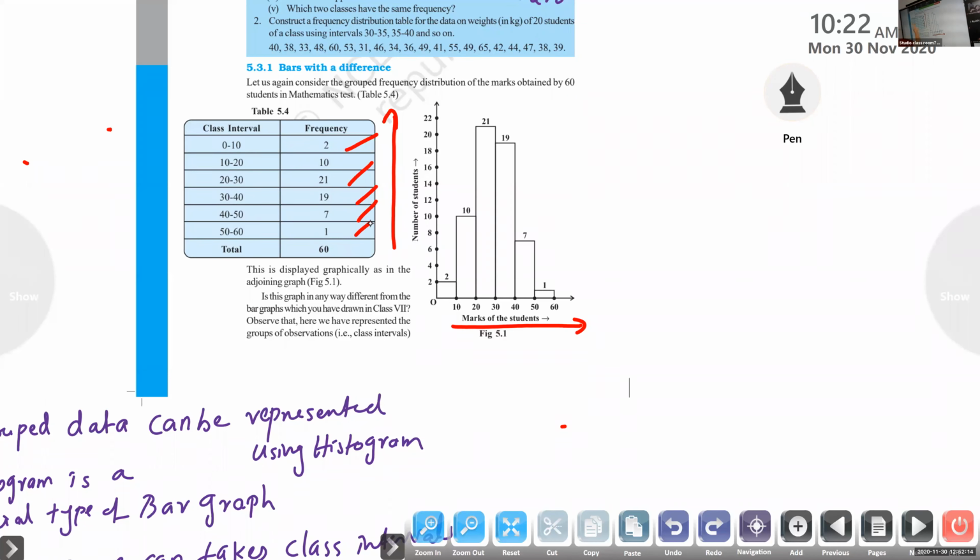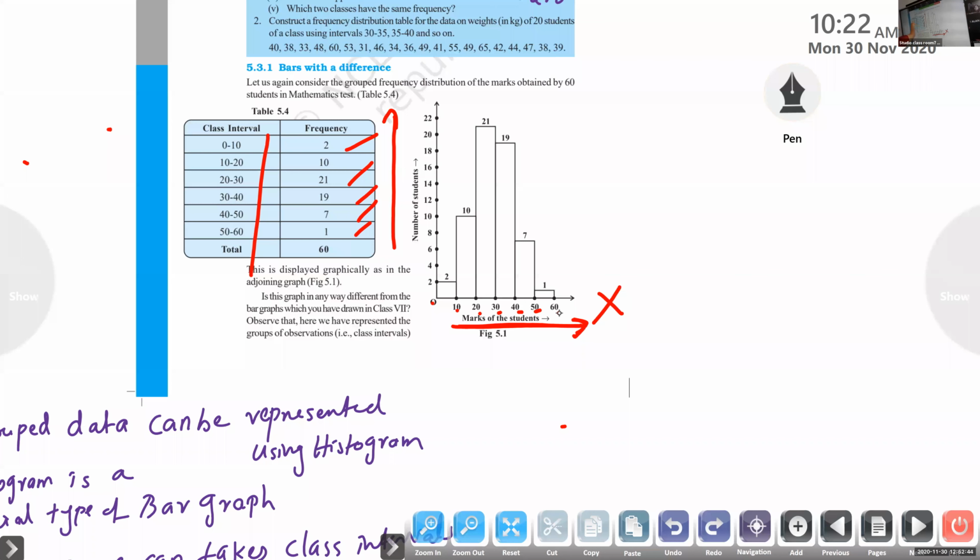On x-axis, we took class intervals 0, 10, 20, 30, 40, 50, 60. And on y-axis, frequencies, because least frequency is 1 and maximum frequency is 21. So you can take 2, 4, 6, 8, 10, 12, 14, 16, 18, 20, 22.